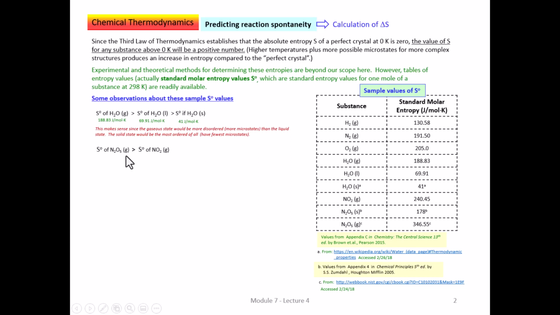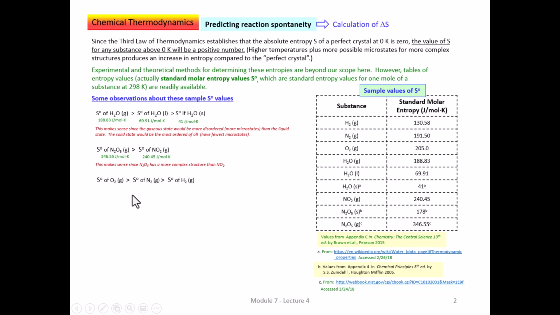How about comparing N2O5 gas, which is right here on the table, with NO2 gas, which is right here, 346 compared to 240. Now, this makes sense also because N2O5 has a more complex structure than NO2. So not only would there be more available microstates positionally from the stretching and the bending of all the extra bonds in N2O5, but more opportunity for randomized energy dispersal.